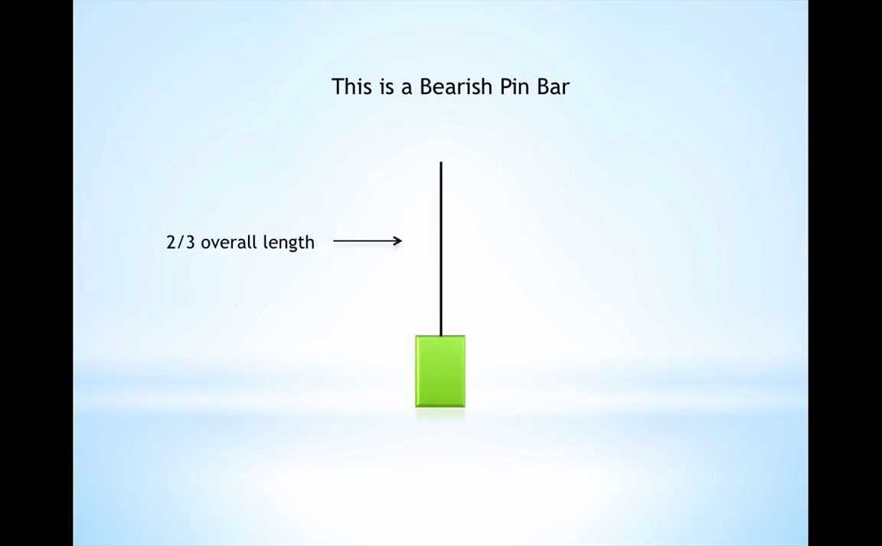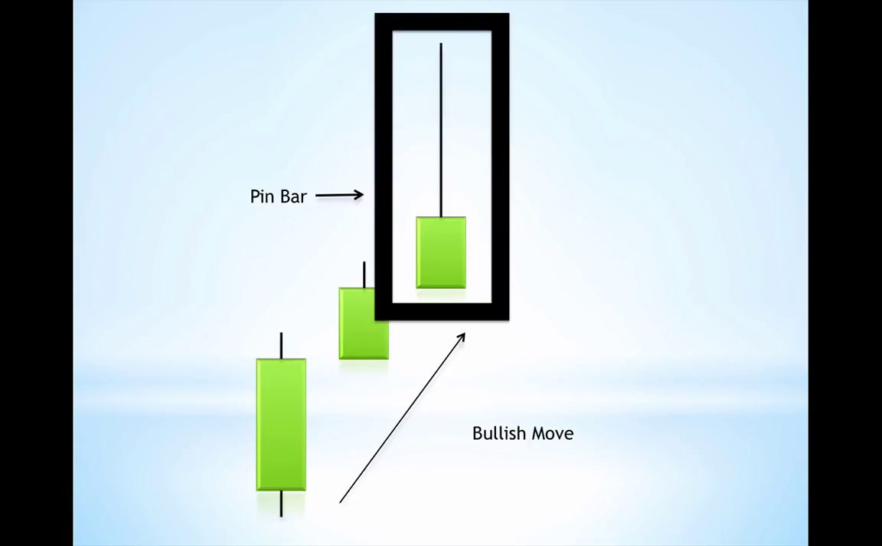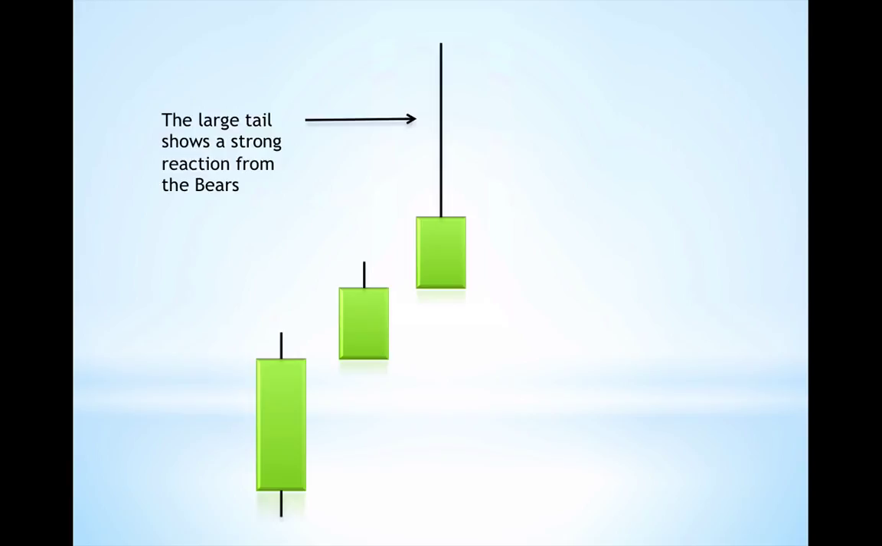For a pin bar, the tail should be at least 2/3 the length of the candle. The body should make up 1/3. You will find a bearish pin bar after a bullish move in the market. The reason the candle works is because the large wick shows a strong surge of sellers coming into the market. This suggests that the bears may be gaining control.